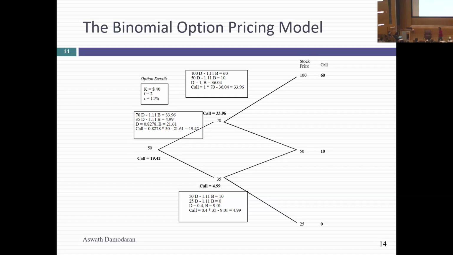If I go out today and I borrow $21.61 and buy 0.8278 shares of stock, I have created a position that's going to look exactly like the call at every step in this tree. Same cash flows. And because it's exactly the same cash flows, what it cost me to create this position, $19.42, will be the value of the call option.